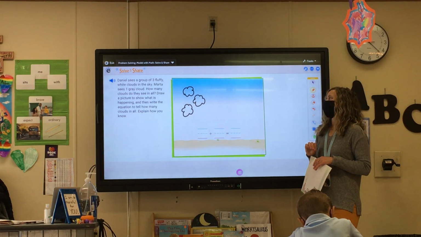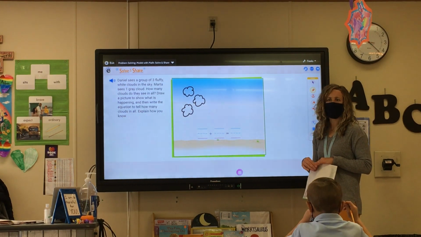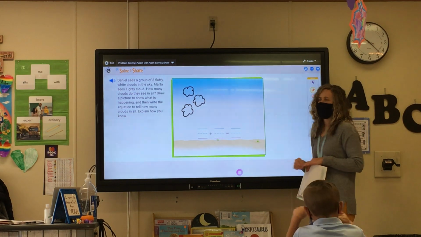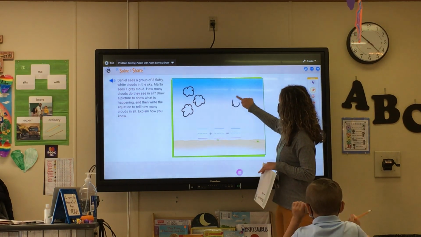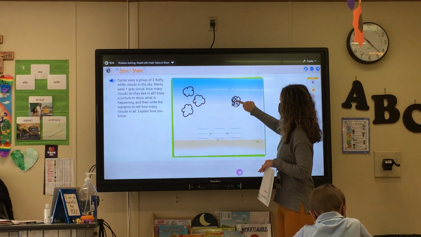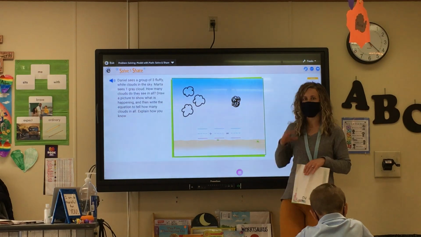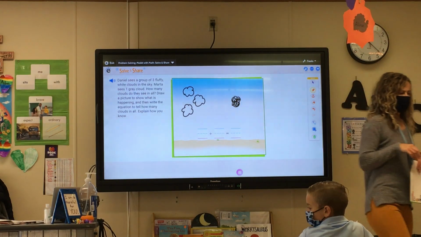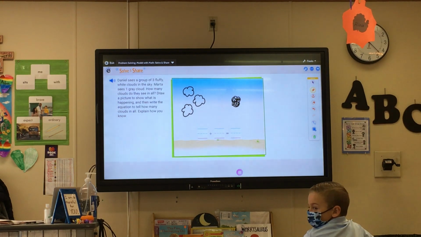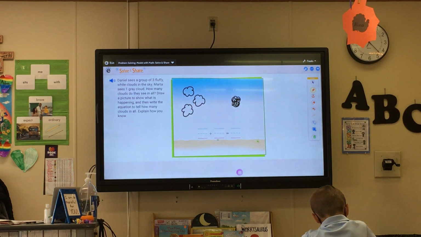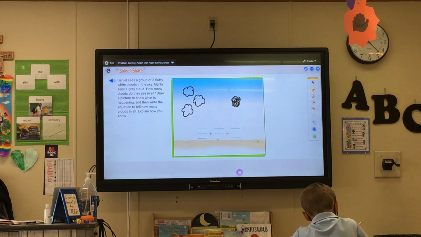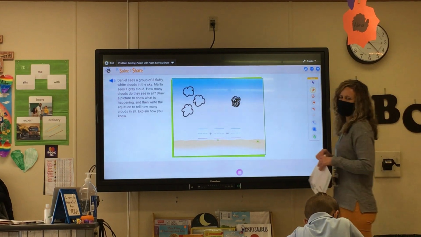Okay? And then it said Marta saw how many gray clouds, Juliana? 1. So I'm going to draw one more cloud over here, and I'm going to kind of make it darker inside because it's a gray cloud. So I have 3 white fluffy clouds, and I have 1 gray cloud. Kind of color it in.